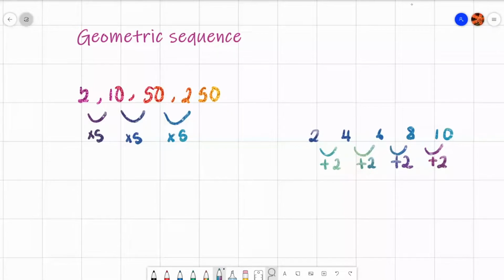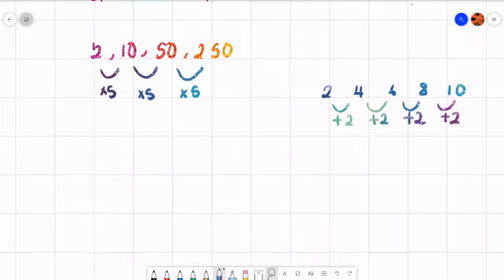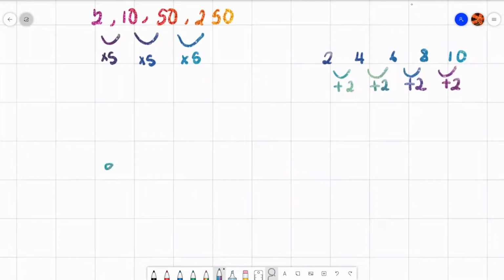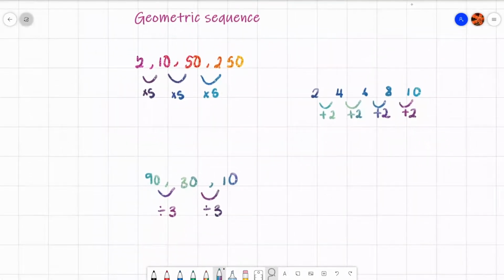Okay, so lots of other sequences like that are geometric. You could even also have a divide one, for example, 90, 30 and 10. How do you get from 90 to 30? You are dividing by 3. 30 to 10, you are dividing by 3. That is also a geometric sequence. So a geometric sequence is where you are multiplying or you are dividing to get from one term to another term. And obviously it has to be the same number.